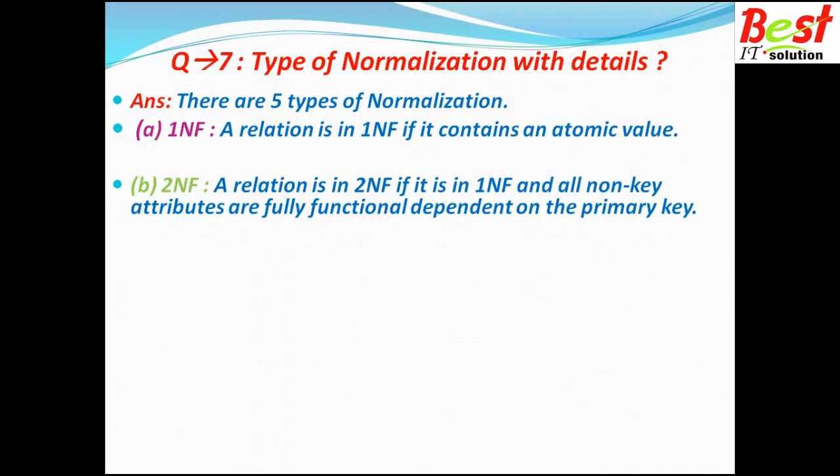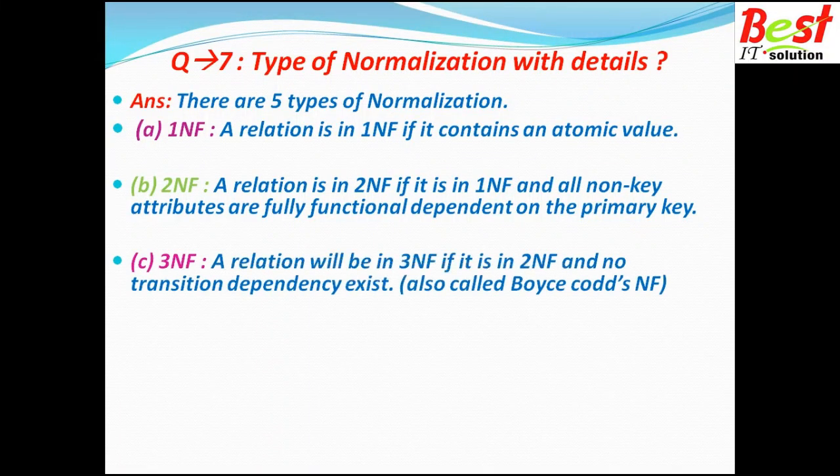A relation is in second normal form if it is in first normal form and all non-key attributes are fully functionally dependent on the primary key. So second NF should follow the conditions of first normal form, and additionally all non-key attributes are fully functionally dependent on the primary key.